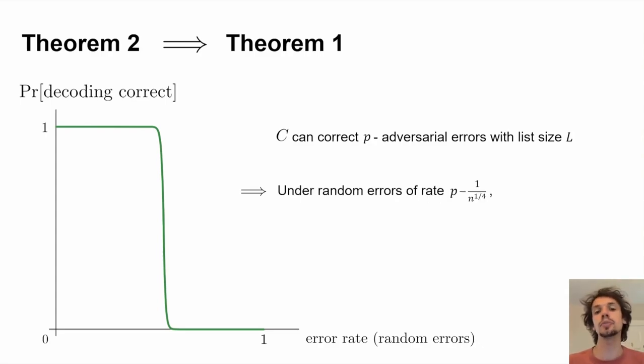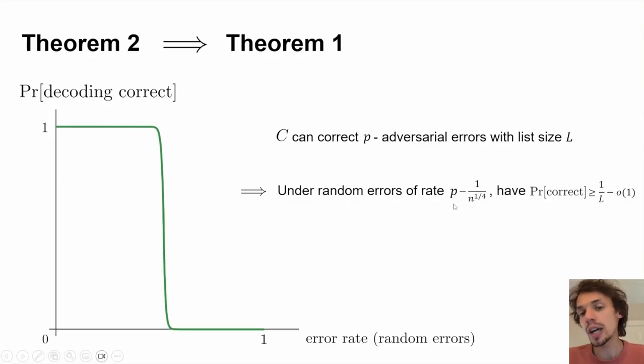And our first step towards proving this will be to show that when the errors have probability p minus 1 over n to the 1/4, then our success probability is at least around 1 over L. And the reason for that is pretty simple. It's just that when you have errors of this probability, by a Chernoff bound, it's very unlikely that we'll have more than pn errors in total.